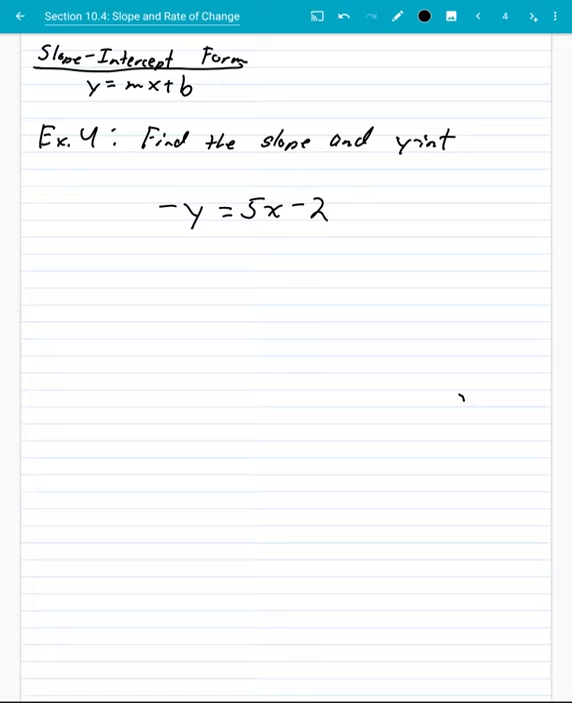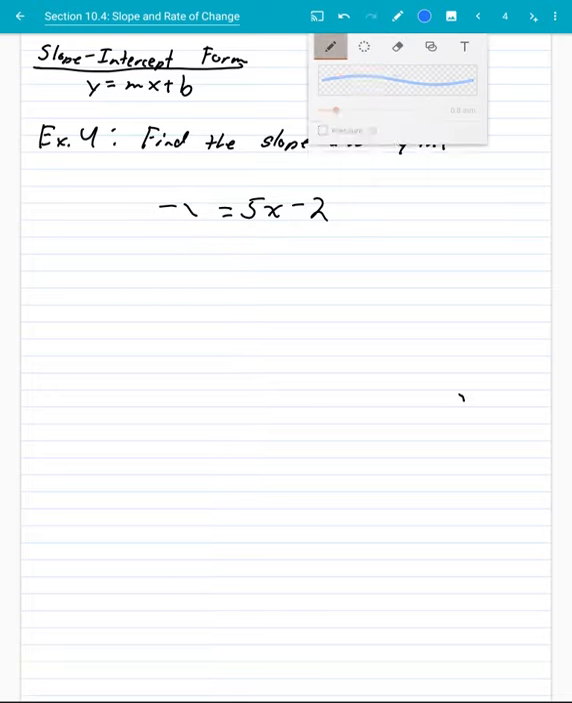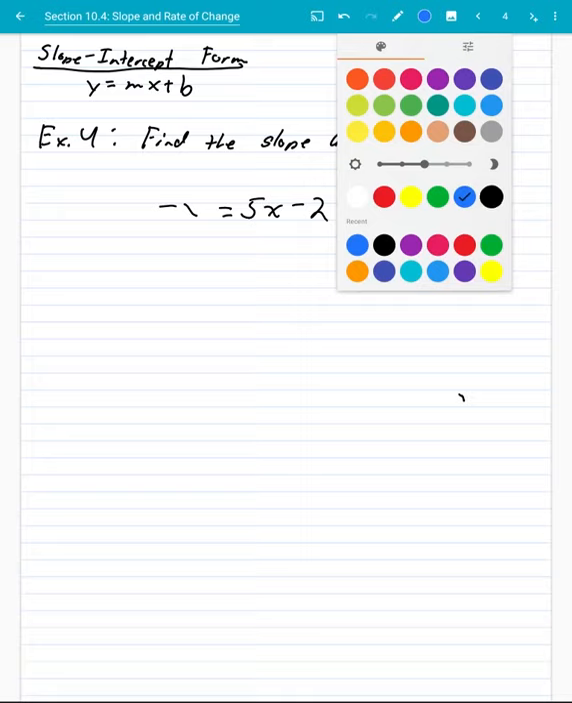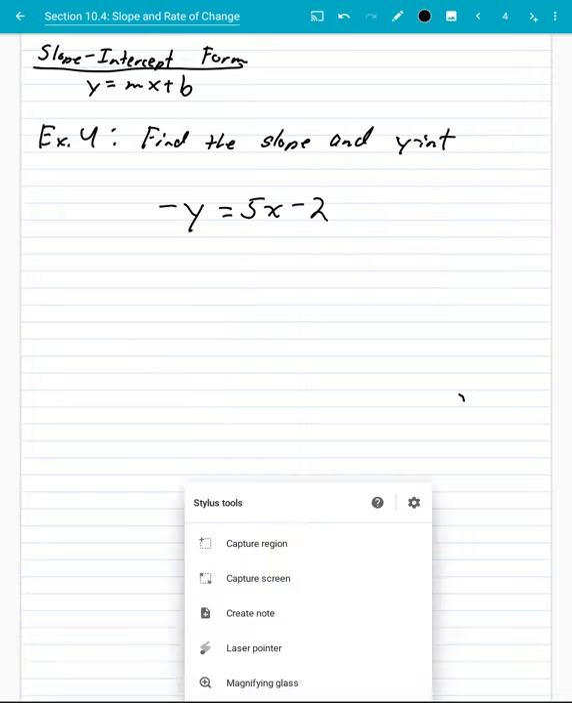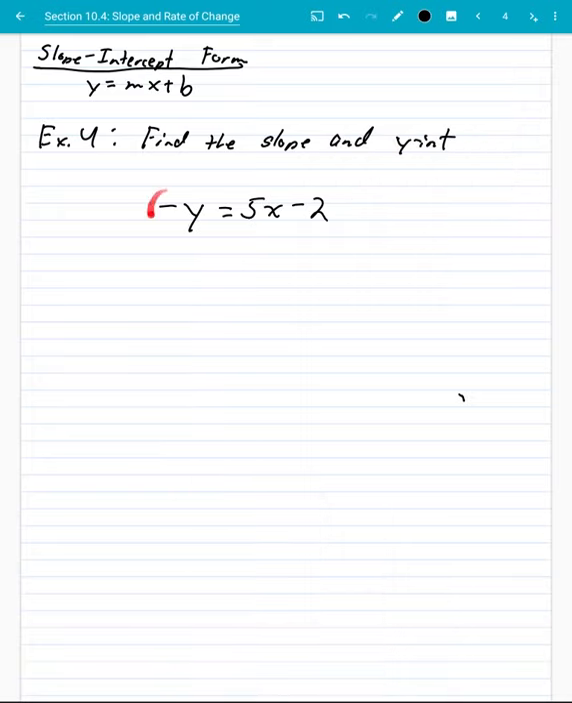Now currently it kind of looks like it's in the form y equals mx plus b. But notice this y right here isn't by itself yet. It has that negative around it. There's a negative sign around the y. So if we see here, that negative, we got to get rid of that negative first. We have to have y completely by itself.